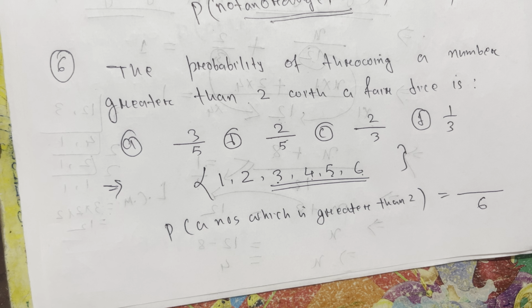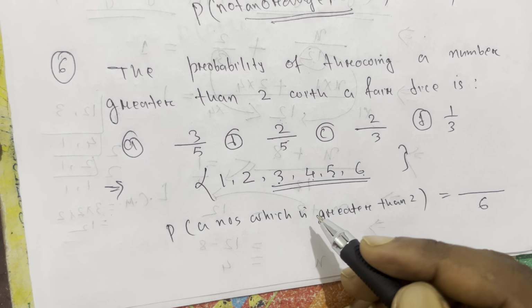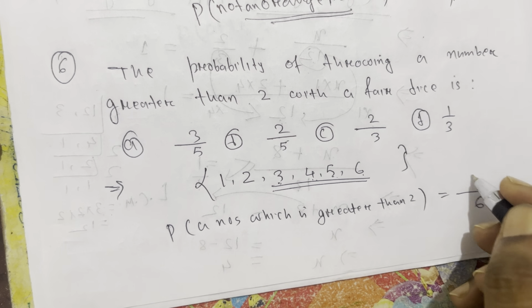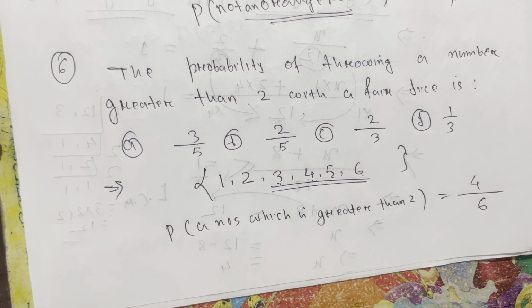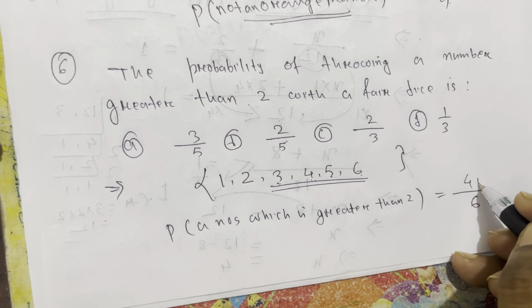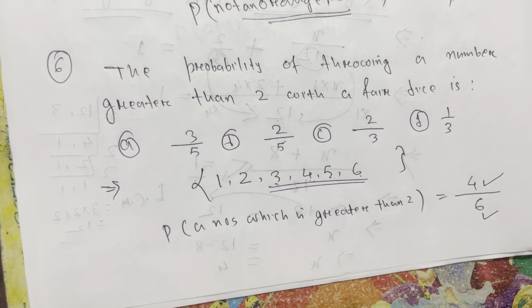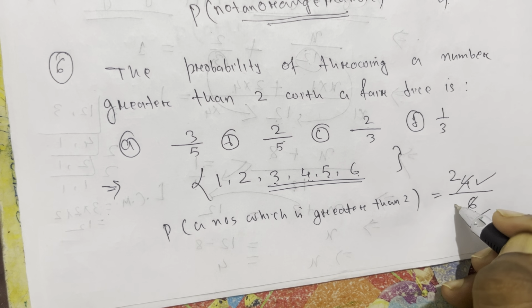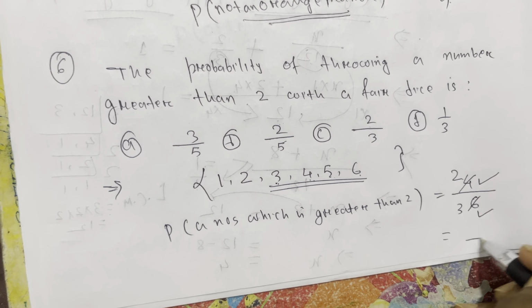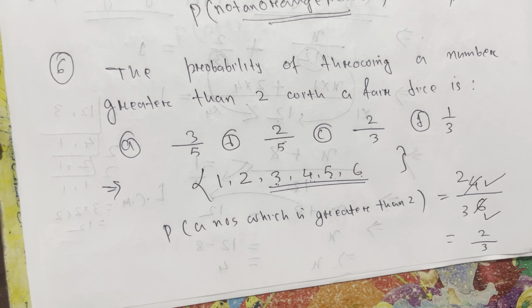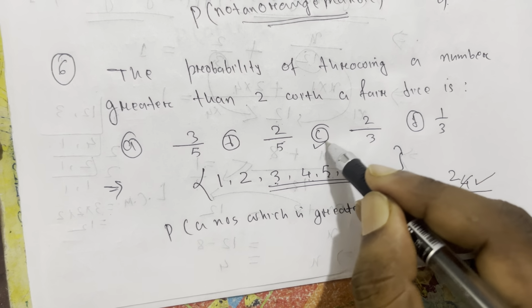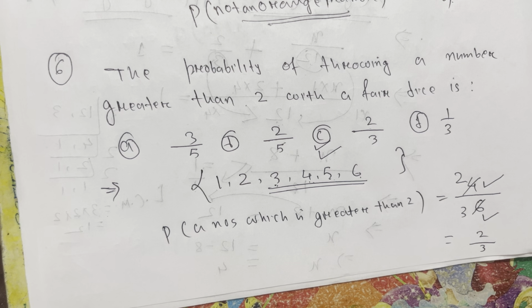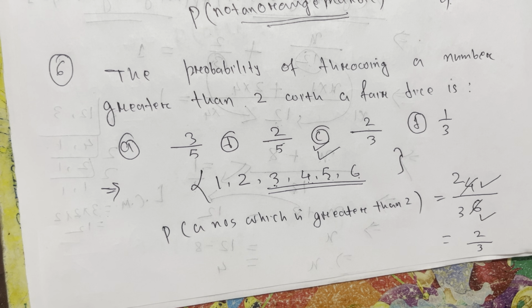You need a number which is greater than 2. How many numbers are here which are greater than 2? 1 2 3 4. So the answer will be 4 by 6. Resulting outcome is 4 and total outcome is 6. That's why the answer is 4 by 6. If we cancel by 2, 2 2s are 4, 2 3s are 6. So the answer will be 2 by 3. Which option is correct? Option C is correct. So the probability of a number greater than 2 is 2 by 3.